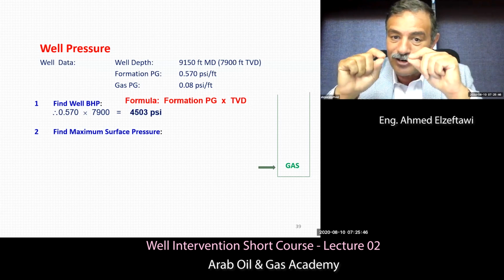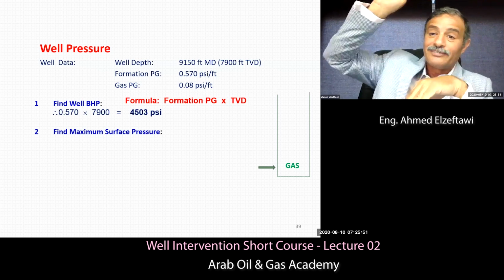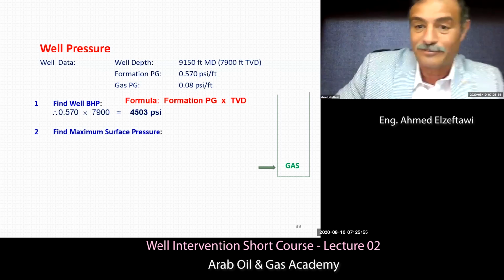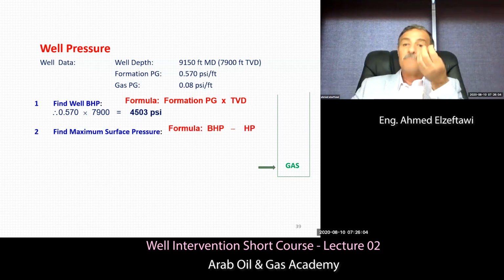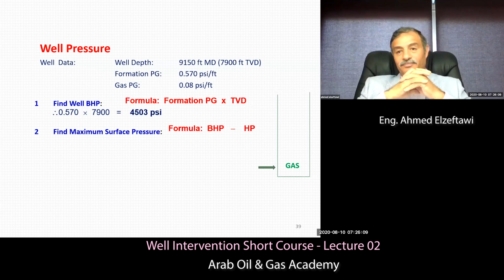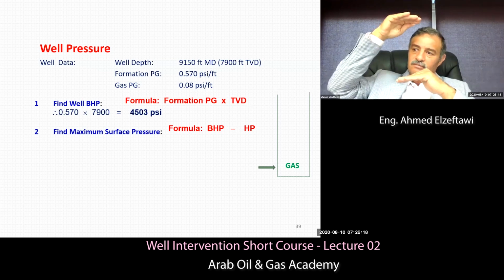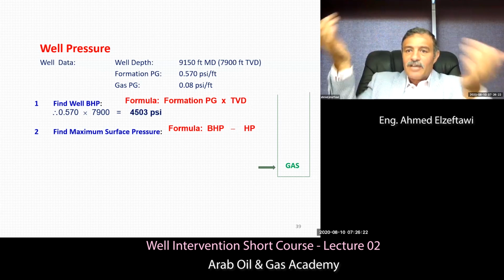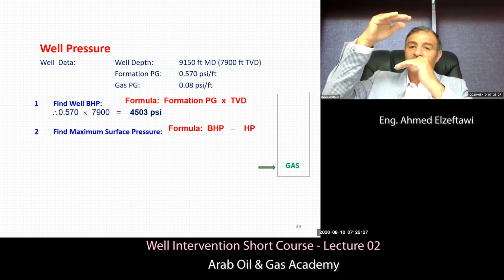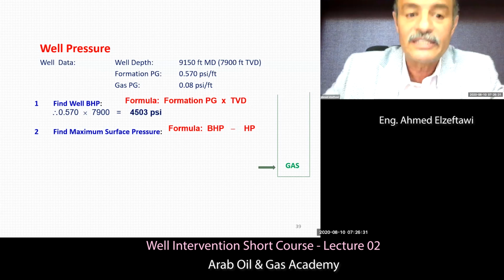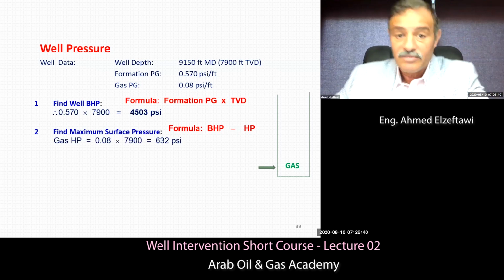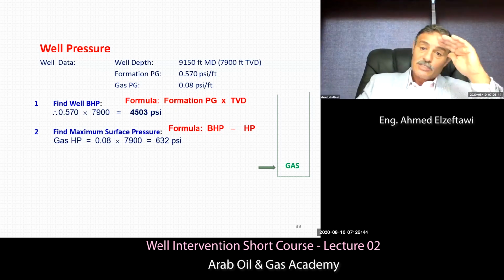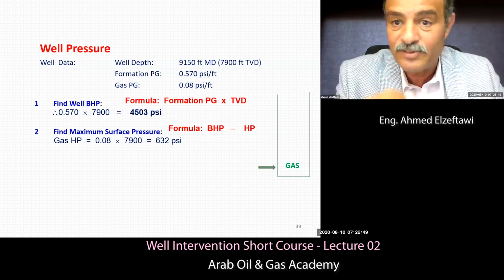So by the time this 4,503 goes all the way to the top, we have to reduce this hydrostatic head from this value. So the maximum surface pressure is actually the bottom hole pressure minus the hydrostatic head created by this column above it, which is gas in our case. Do we have the hydrostatic head of this gas? Of course we have it, because we have the data. We have the TVD, and we have the pressure gradient of this gas, which is 0.08. So to calculate the hydrostatic pressure of the gas, we simply multiply the TVD by the pressure gradient of the gas. This will give us 632 psi. To get the maximum surface pressure, we have to deduct this value from the bottom hole pressure.